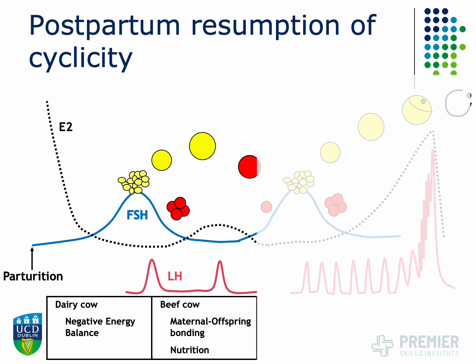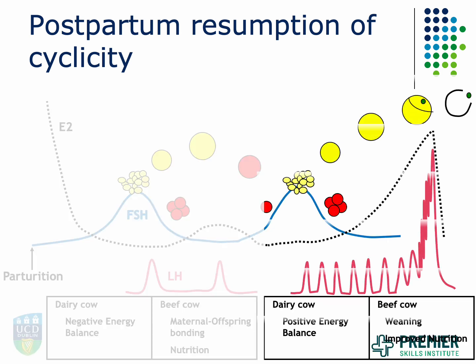So in the dairy cow, negative energy balance affects this whole process negatively and will affect LH pulse frequency. In the beef cow, it's maternal offspring bonding and nutrition. The increase of LH pulse frequency, as you see here, happens when the negative energy balance goes to a positive energy balance, or when there is weaning or improved nutrition in beef cows.